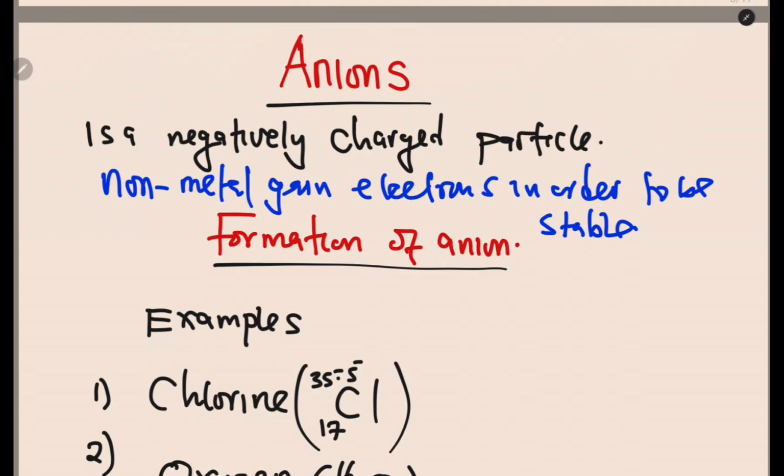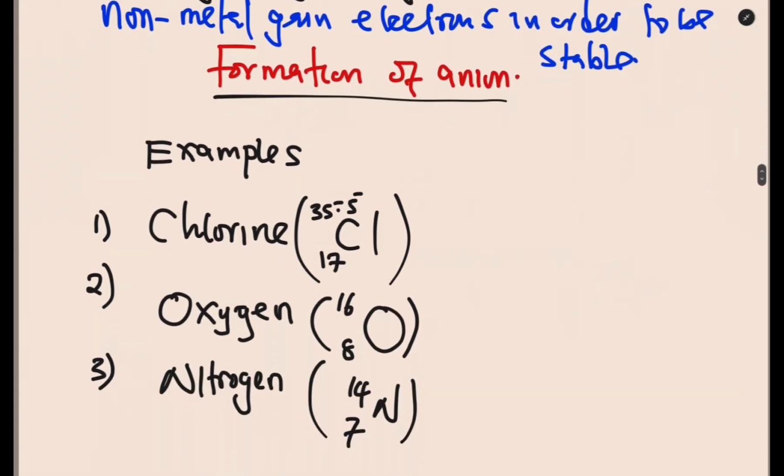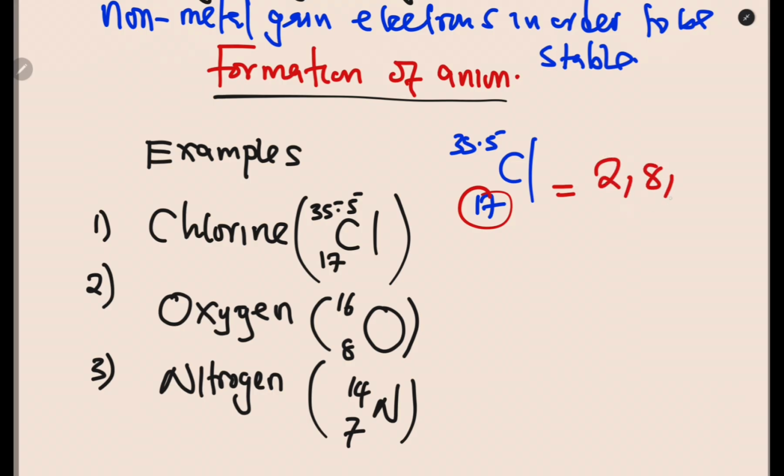So let us look at the formation of anions. The first one that we are going to look at is chlorine. As you can see, the proton number is 17 and the mass number is 35.5. We use the proton number to assign the configuration, and therefore the configuration of chlorine is 2 in the first shell, 8 in the second, then whatever remains in the last one, which is 7.